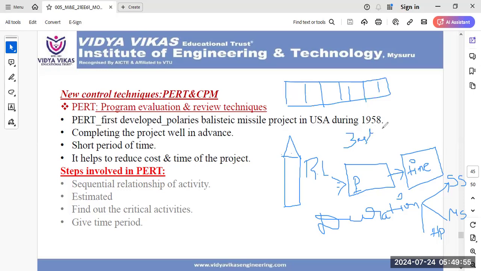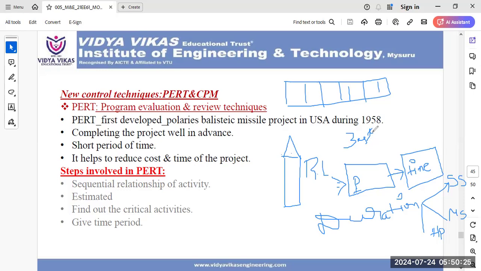three estimates: optimistic, most likely, pessimistic. Optimistic is nothing but minimum time in a favorable situation. Of course, in a favorable situation, we go for minimum time. Most likely is nothing but a normal situation. Pessimistic is nothing but maximum time in an unfavorable situation. Sometimes the situation is not in our control. At that time, maximum time is required to complete the project.